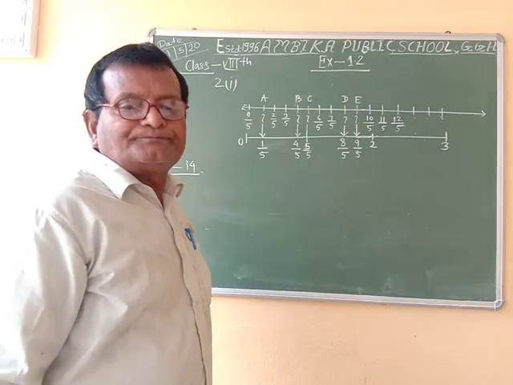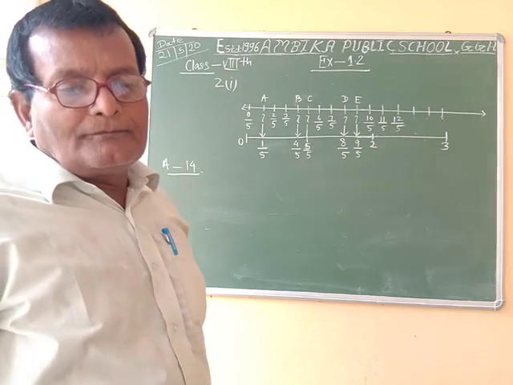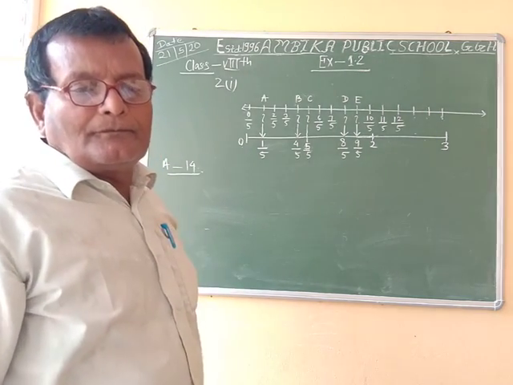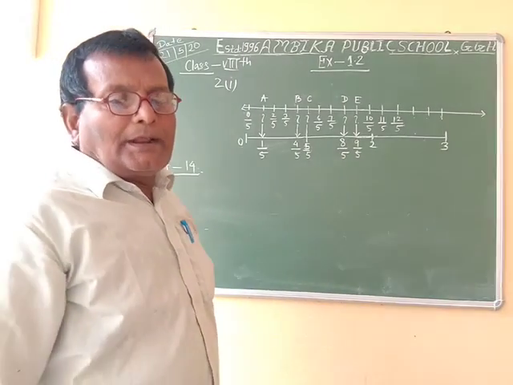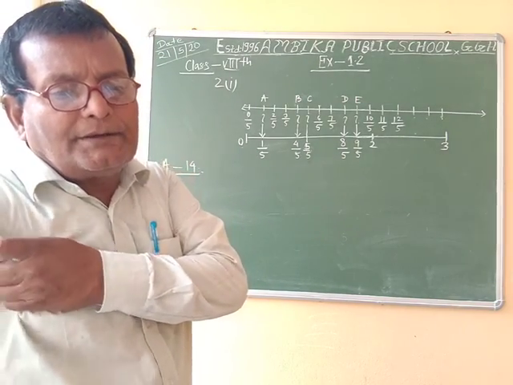Question two. Write 5 rational numbers which are smaller than 2.